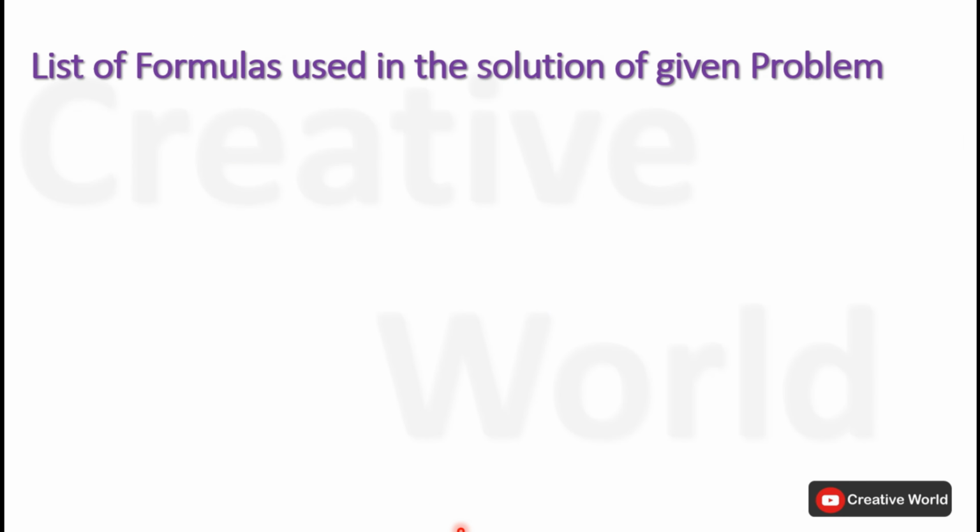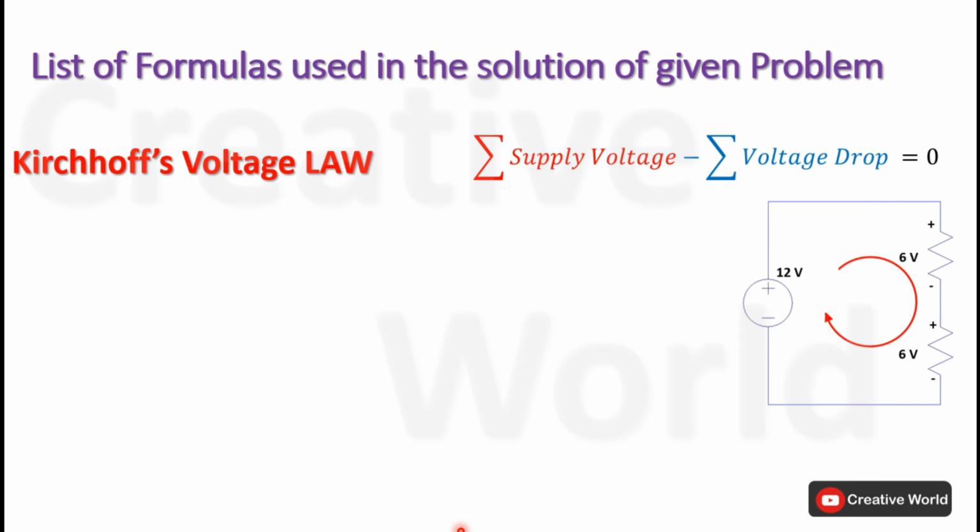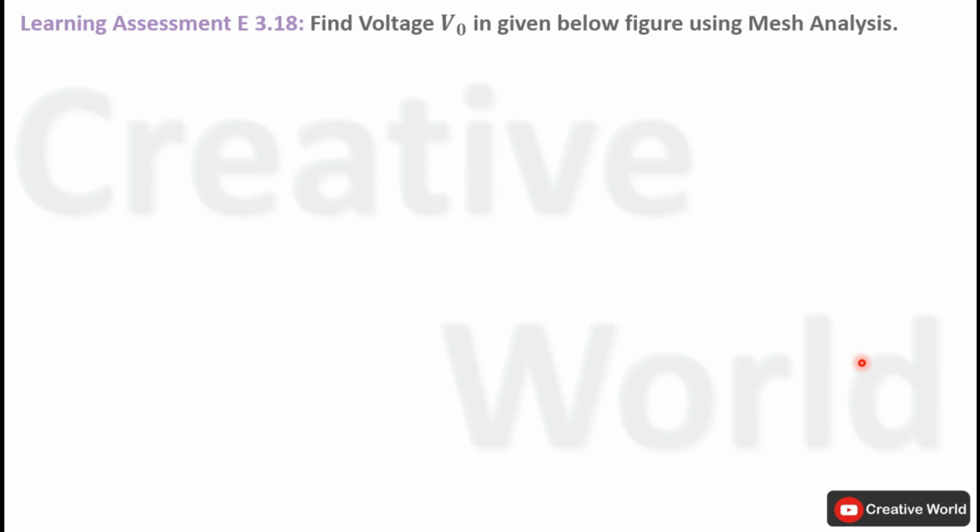E3.18. While solving this problem, we will be using Kirchhoff's voltage law. According to this law, the cumulative supplied and dropped voltage across circuit elements in a closed loop is always equal to 0. We also will be using Ohm's law. According to this law, voltage across any resistance R is the product of current through it and the value of resistance itself. Now move towards the problem.